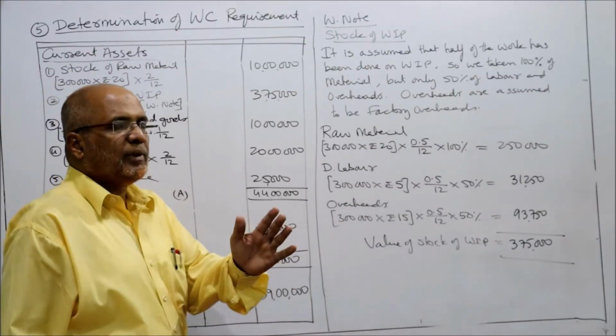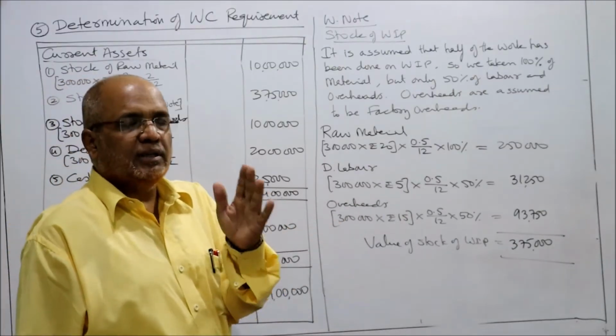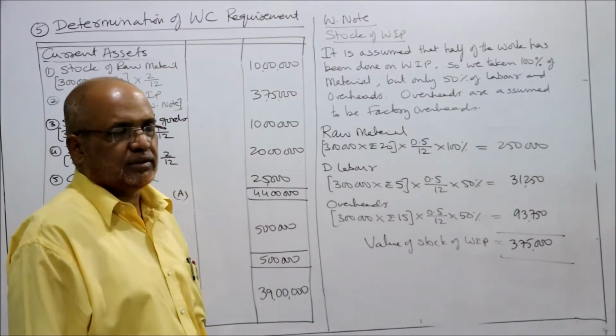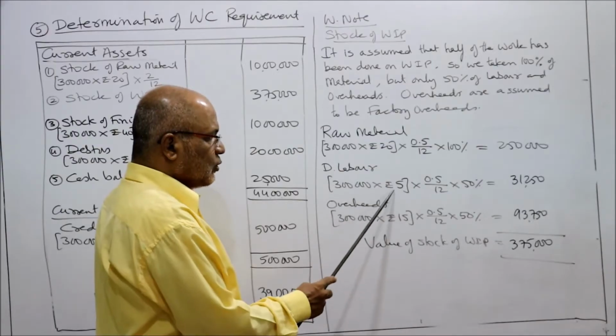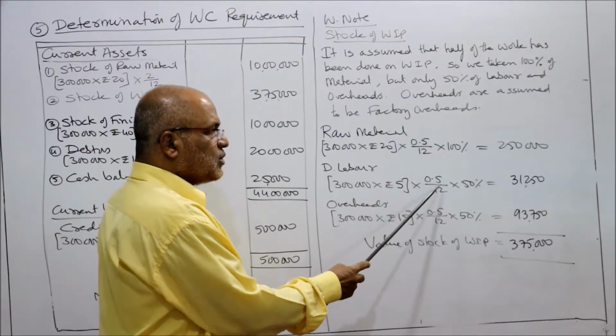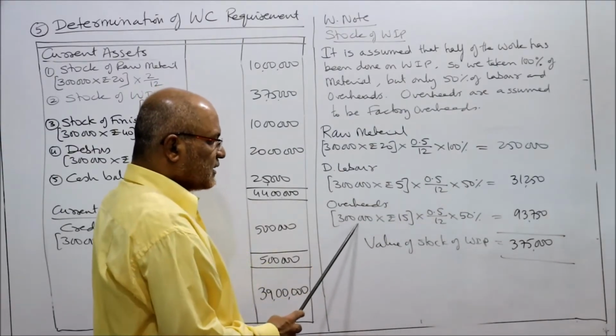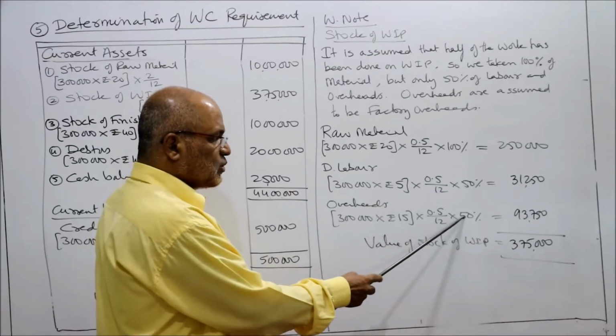क्योंकि half month problem में दे दिया है raw material WIP. The WIP stage is half month. तो 0.5 by 12 100%. Whereas direct labor 3 lakh into rupees 5, 0.5 by 12 into 50%. Overheads are 3 lakh into 15 into 0.5 by 12 50%.